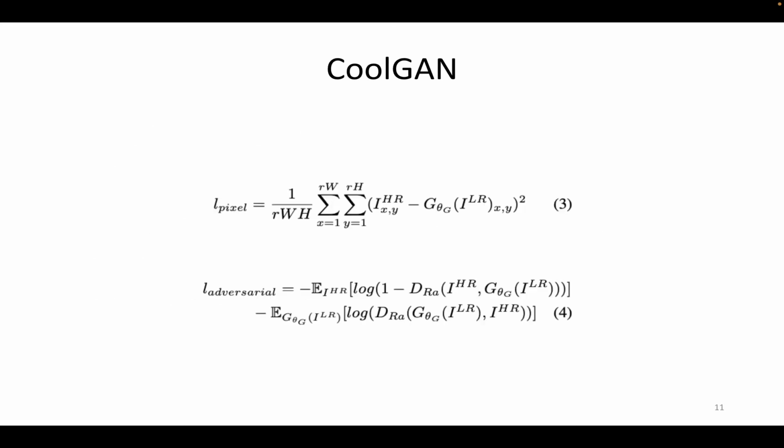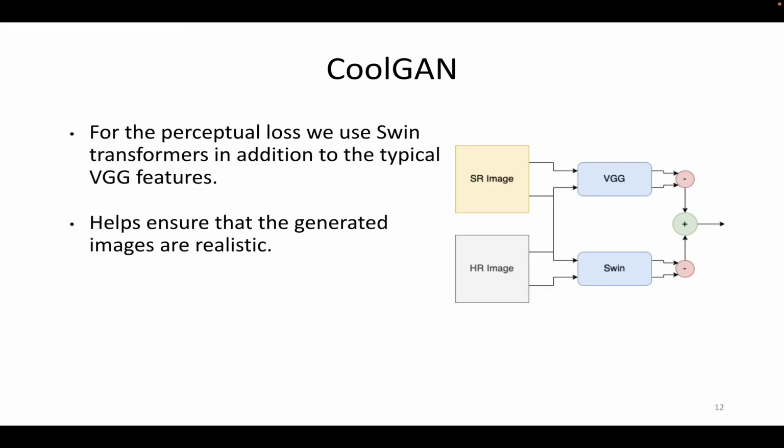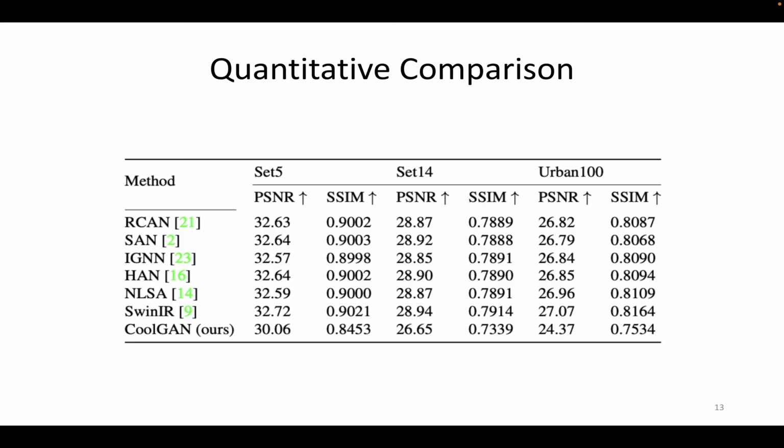The pixel loss is a simple mean squared error loss, while the adversarial loss is inspired by that in ESRGAN. The perceptual loss consists of the L1 losses between the feature maps produced by VGG and the Swin tiny network. This loss helps improve the perceptual quality of the generated images.